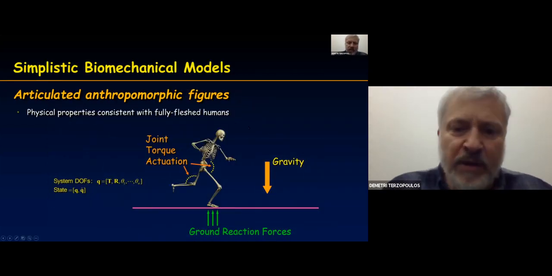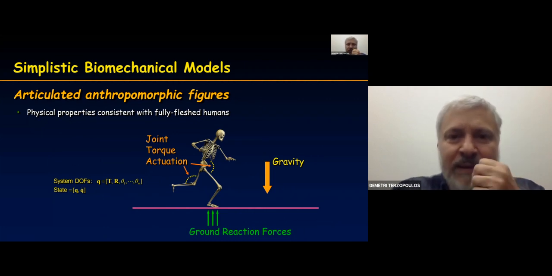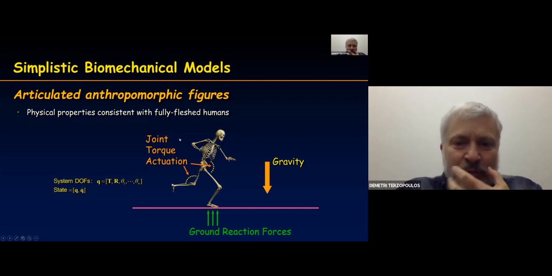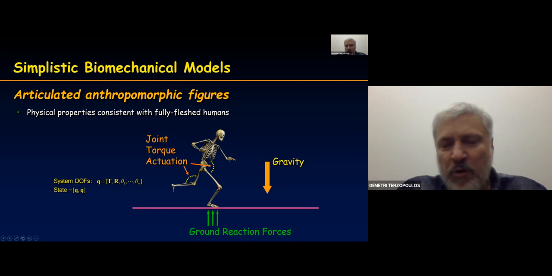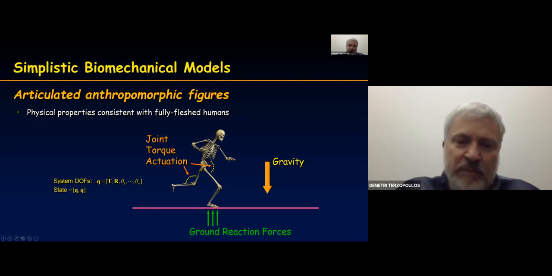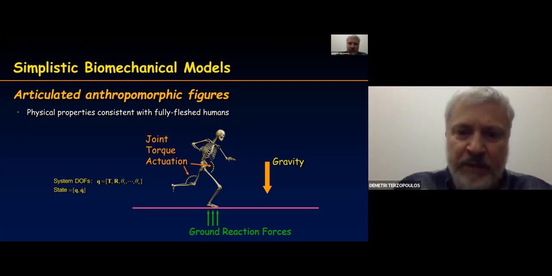So what was the state of the art about 20 years ago in animating humans in computer graphics? This was it. Essentially, we had a human anthropomorphic skeletal structure with joints. Basically, this was being actuated by torque motors, rotational motors around each joint. So virtual motors around each of the rotational degrees of freedom of each joint.